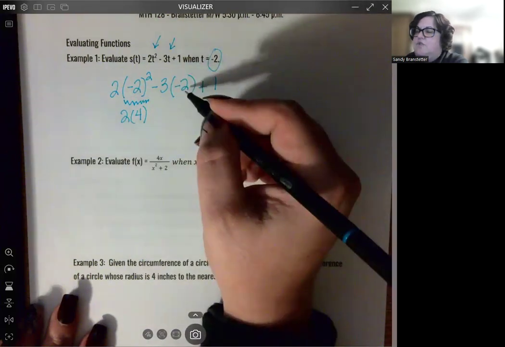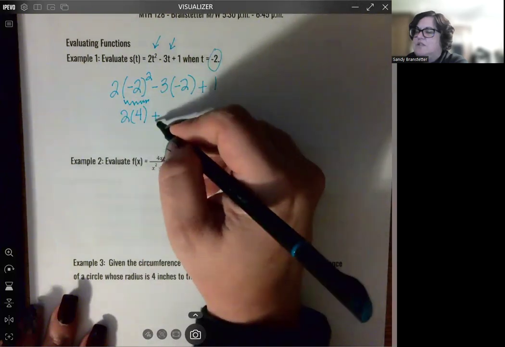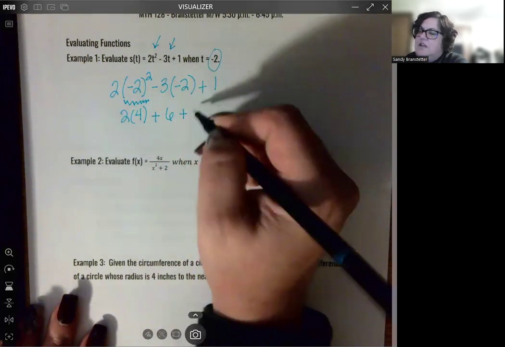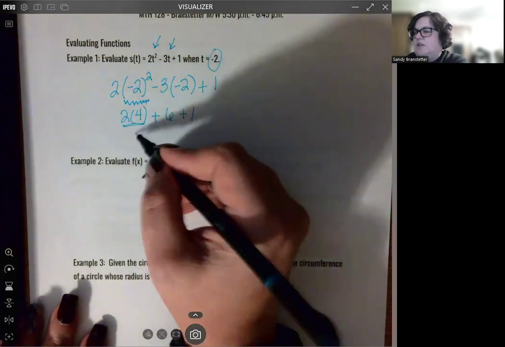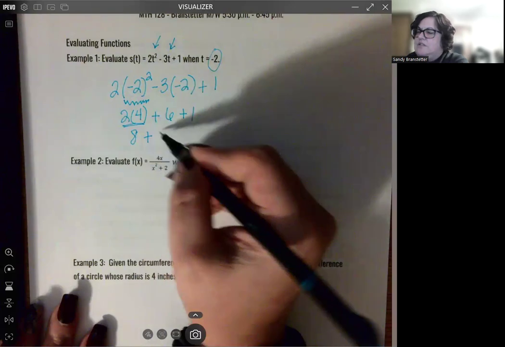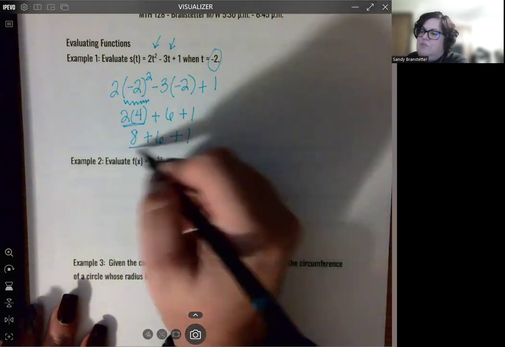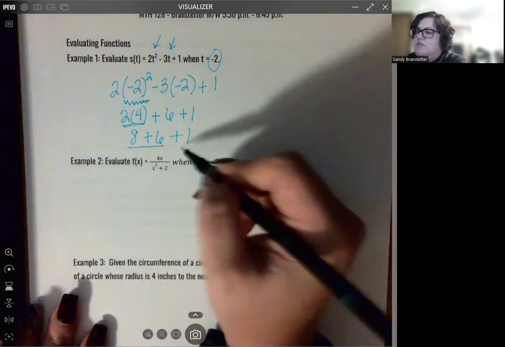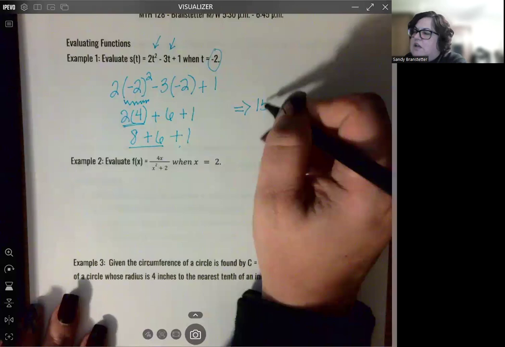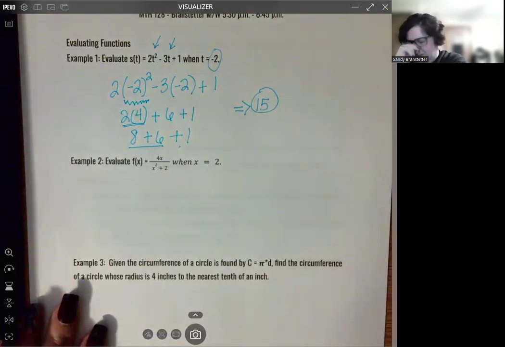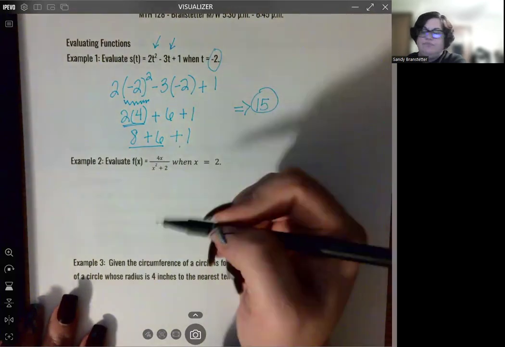Then I have -3 times -2, so that's positive 6. And then we're just going to move left to right. 2 times 4 is 8, plus 6 plus 1. 8 plus 6 is 14. 14 plus 1 is 15. Again, you want your final answer to have followed order of operations.